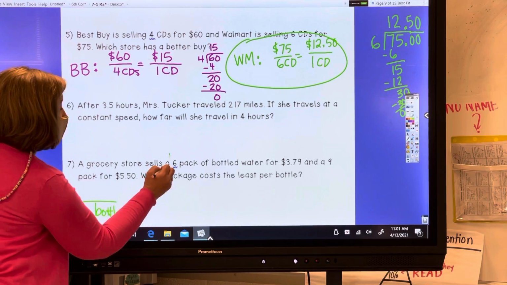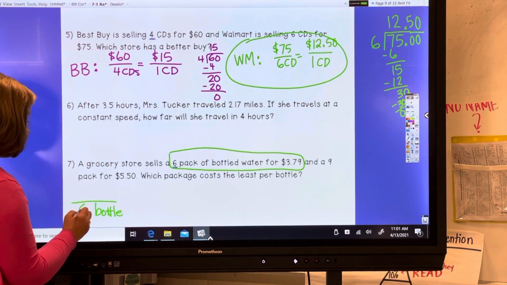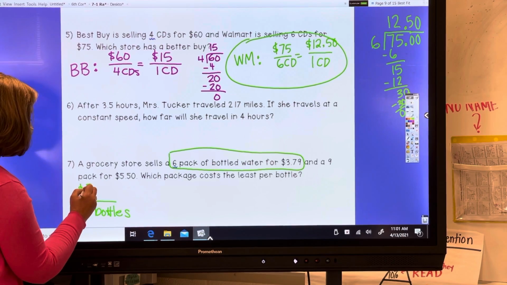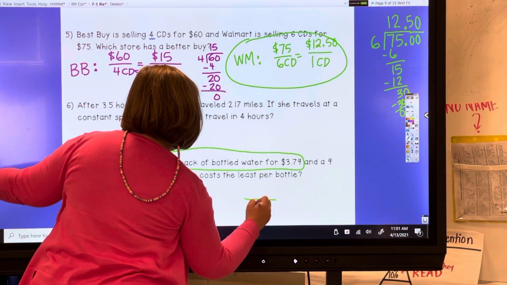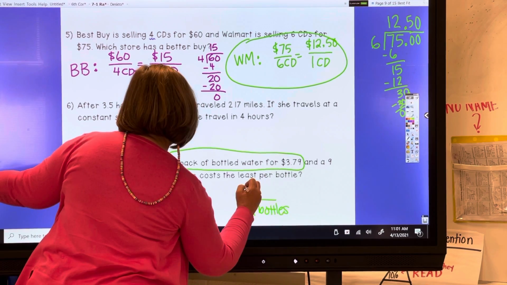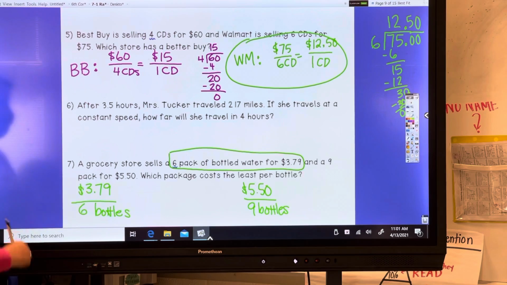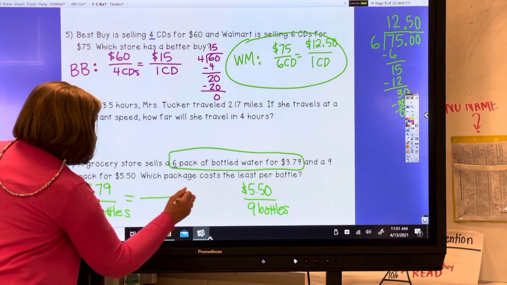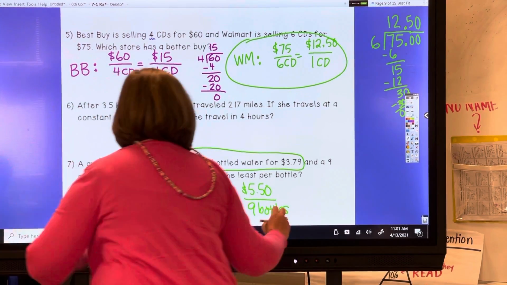So the grocery store has a 6-pack for $3.79. So we've got 6 bottles for $3.79, and we've got 9 bottles for how much? 9 bottles for $5.50. So we've got to figure out how much each is per bottle. I want you to do that.